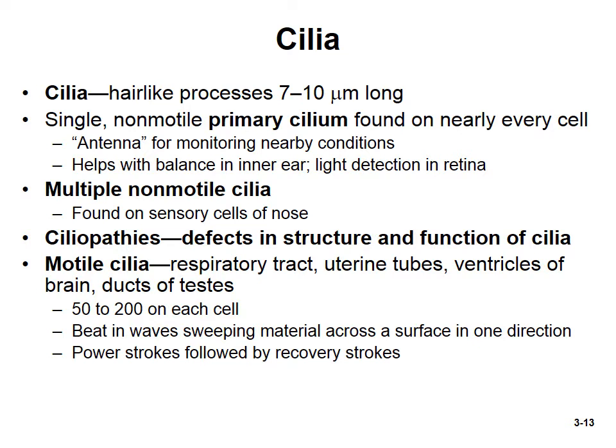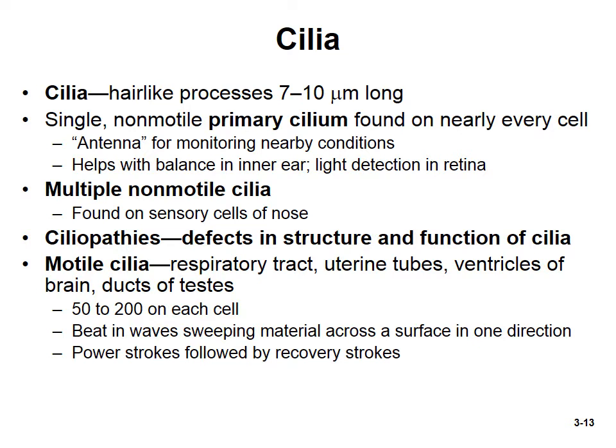You also have cilia in your fallopian or uterine tubes, which, as stated earlier, move the egg or the embryo. The ventricles of your brain have cilia. So they're in a lot of different organs throughout the body, and you're going to learn a lot about those as well. Cilia also play a very, very important role in cystic fibrosis.